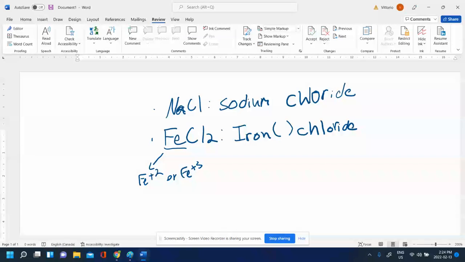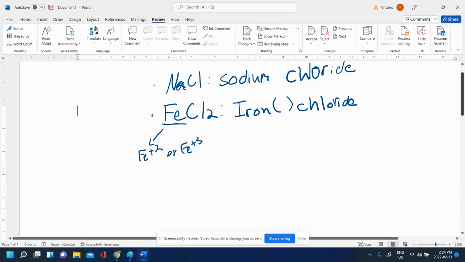Is it +2 or +3? And that's really the only additional layer to naming these types of ionic compounds: recognizing you have a multivalent element, then figuring out which version of it you have in the compound, and making sure you put that in the name. That's the only difference. To find out which version I have, I usually do what's called a reverse crisscross. Let me show you the work.